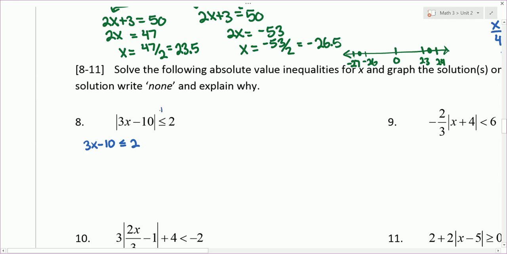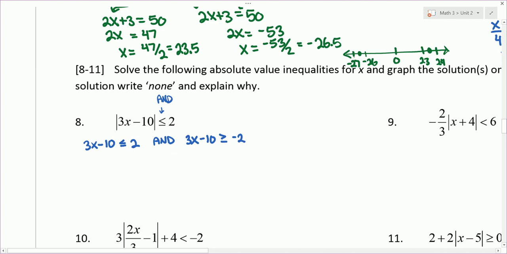This sign that we're starting with is a less than or equal. If you have that less than sign, doesn't matter if you have an equal or not, it's what we refer to as an and problem. So I'm going to put the word and in between my two equations. The second inequality is going to be 3x minus 10, switch your sign, greater than or equal to negative 2. So you turn the sign around and you change the sign of that last number.